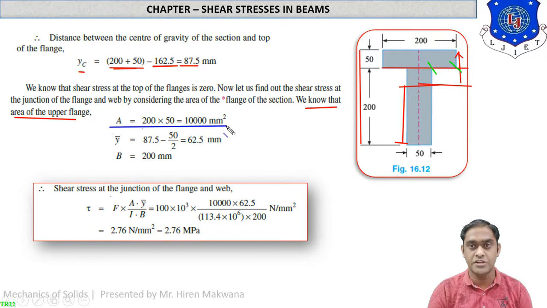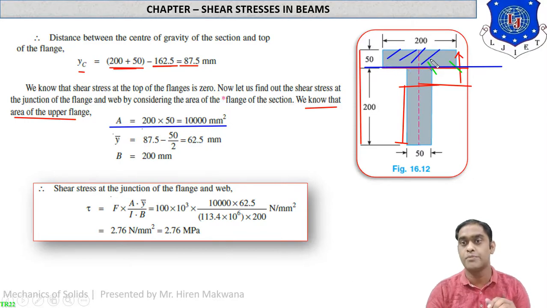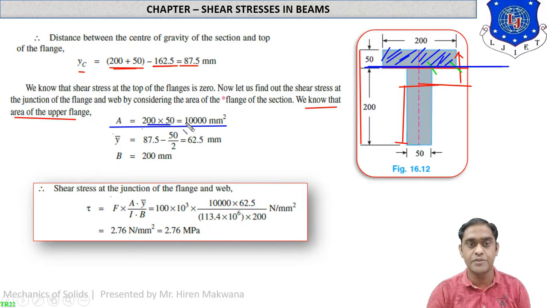First of all, the area of the upper flange. Why have I taken the area of the upper flange only? If you are finding the shear stress at this layer, then you have to take the area of the upper portion or upper section of the layer only. Again repeating, we want to find the shear stress at this layer, so the area must be taken above this layer. Above this layer only one rectangle is there, so take the area of that rectangle, which is 200 into 50, which is 10,000 mm square.